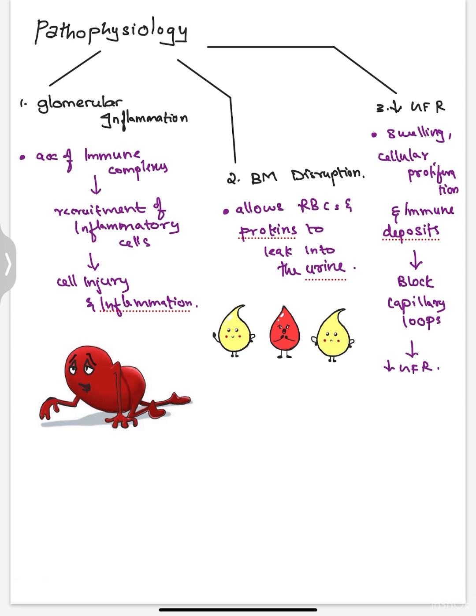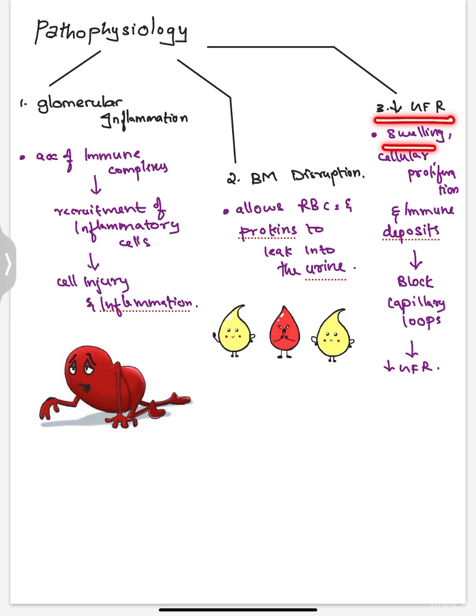So now we are going to study the pathophysiology of nephritic syndrome. The first and foremost is glomerular inflammation. Due to the formation of immune complexes, antibody-antigen complexes, these will accumulate in the glomeruli and recruit the inflammatory cells, that is neutrophils, macrophages, etc., and cause cell injury and inflammation. Okay, and the second one is basement membrane disruption. It allows the red blood cells and proteins to leak into the urine and causes proteinuria and hematuria. Okay, the third one is decreased GFR.